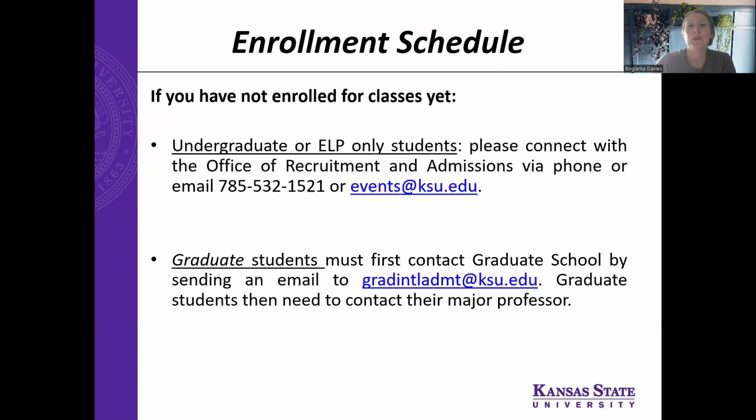If you have not enrolled for classes yet and you are an undergraduate or EAP-only student, please connect with the Office of Recruitment and Admissions via phone or email, and you can see their contact information on the screen. Graduate students must first contact the graduate school by sending an email to gradintladmt@ksu.edu. Graduate students then need to contact their major professor.